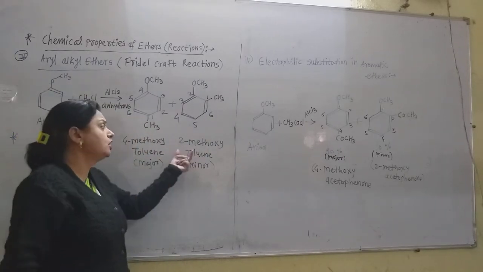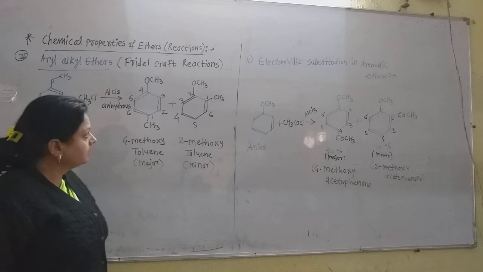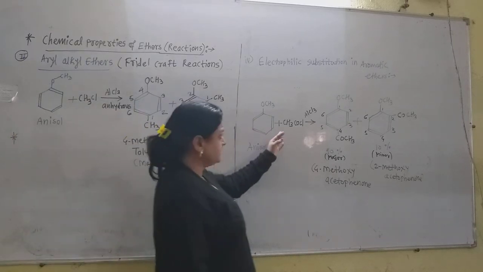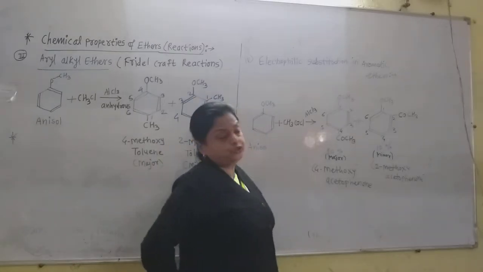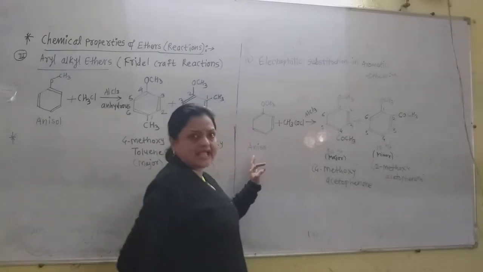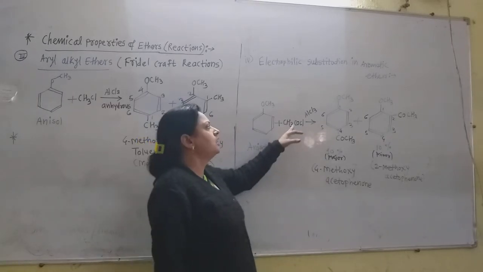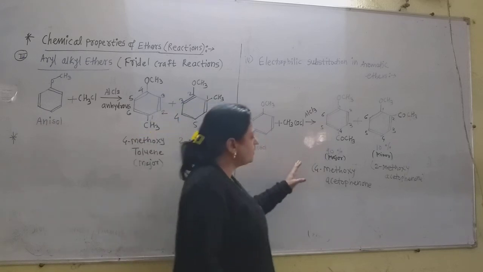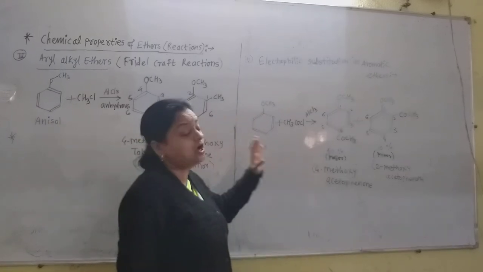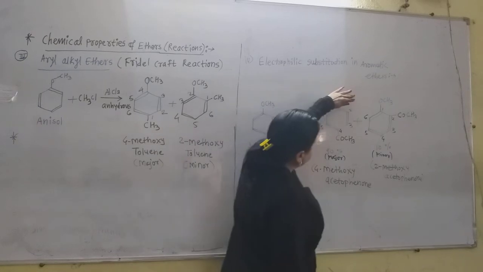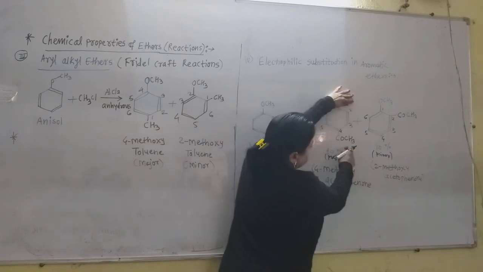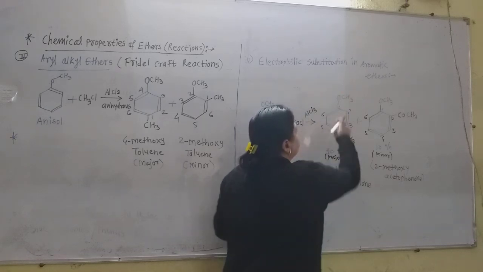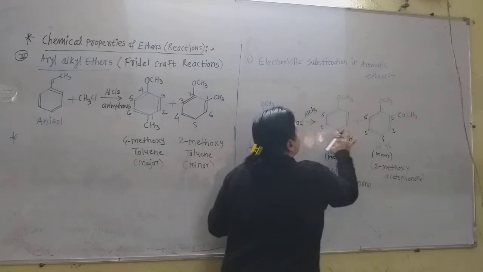It is also called 2-methoxytoluene. And in acylation, the reagent, acetyl chloride, is used for the acylation of anisole. For acylation also anhydrous AlCl3 is used. Here also we obtain 4-methoxyacetophenone as the major product. This is acetophenone, and the methoxy group is attached here at the 4th position.